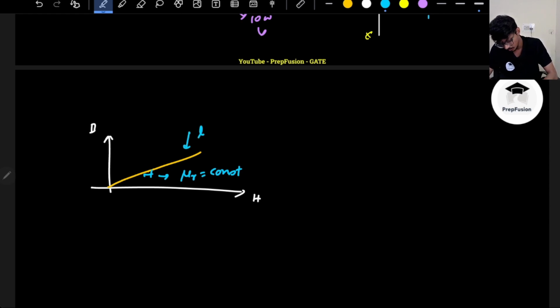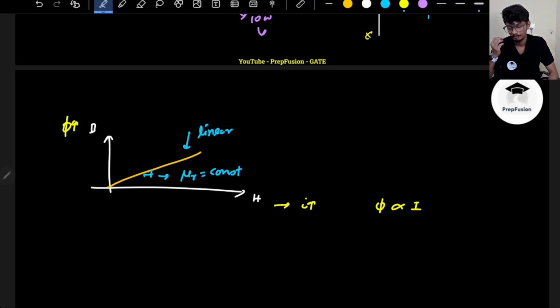But due to the linear nature, as I increase my current, the flux also will increase. Basically it is directly proportional. So flux is directly proportional to the current, and my waveform is not distorted anymore. So these kinds of characteristics are present in air.